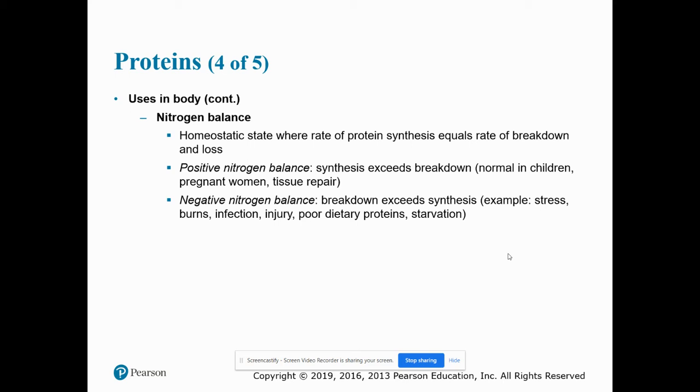Examples would be stress. We just talked about that, right? Glucocorticoids cause this to break down. So stress, burns, infection, injury, poor dietary proteins, starvation.